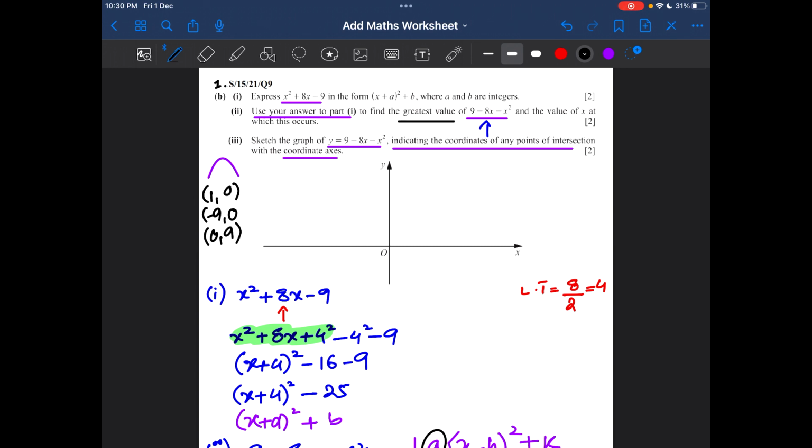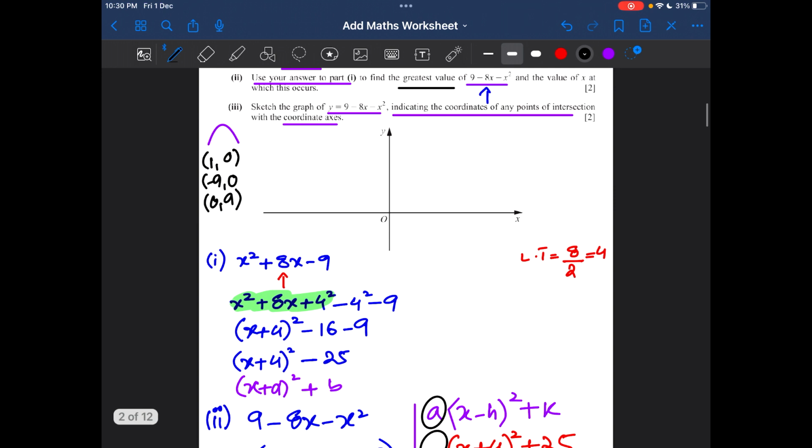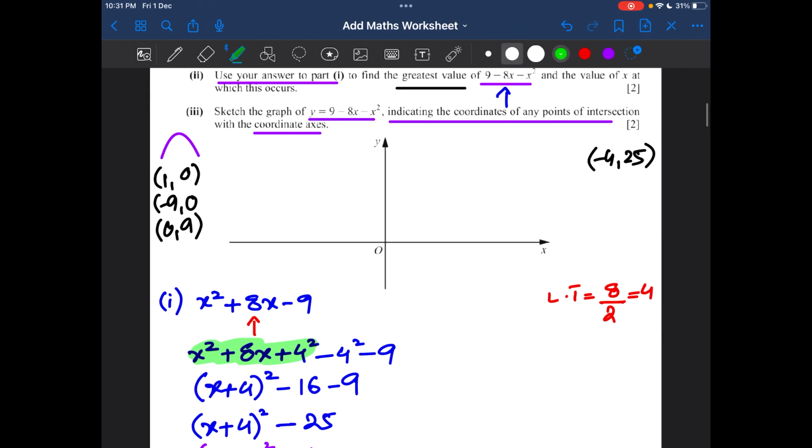And we have the turning point. If we get a chance to plot the point minus 4, 25, then we are going to plot it. Otherwise, it is not necessary. They are indicating the coordinates of any points on the intersection with the coordinate axis. They are interested in the points of intersection on the x-axis and y-axis. So you know the minimum value on the x-axis is minus 9.